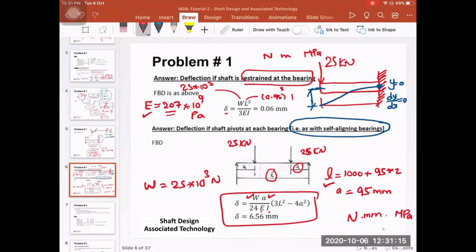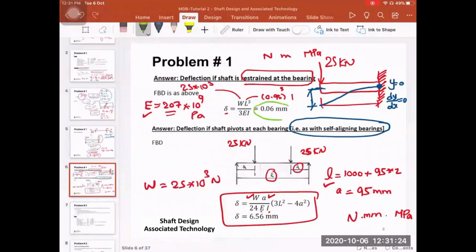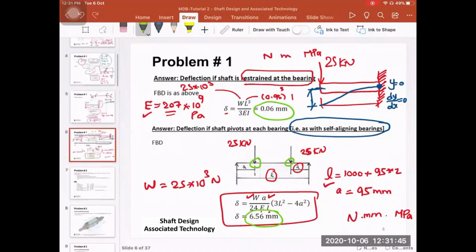You can see the difference between the two deflections in this case. The deflection here, when we consider the restrained beam, is 0.06 millimeter, which is quite small. But if you were to install self-aligning bearings at these two points, the deflection of the shaft in the middle is going to be 6.56 millimeter, which is quite high.